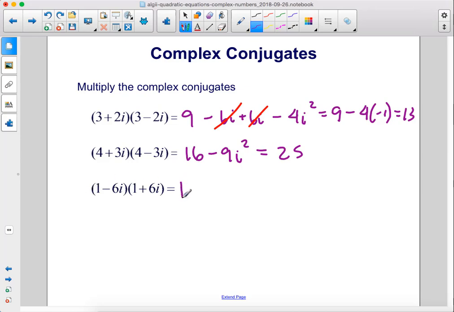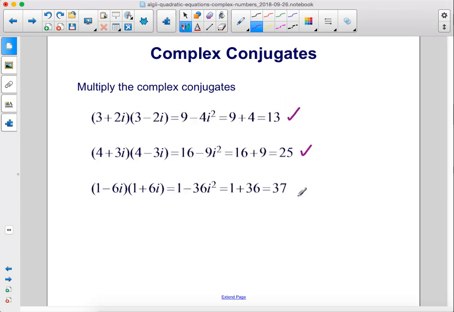1 times 1 is 1. And then we have negative 6i times positive 6i, so negative 36i squared. I squared is negative 1, making this positive 36. So 1 plus 36 is 37. And there we go. We see all of our answers are real numbers.